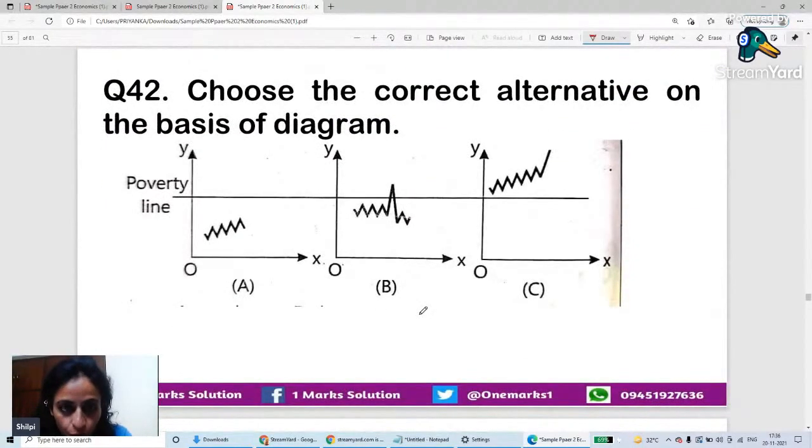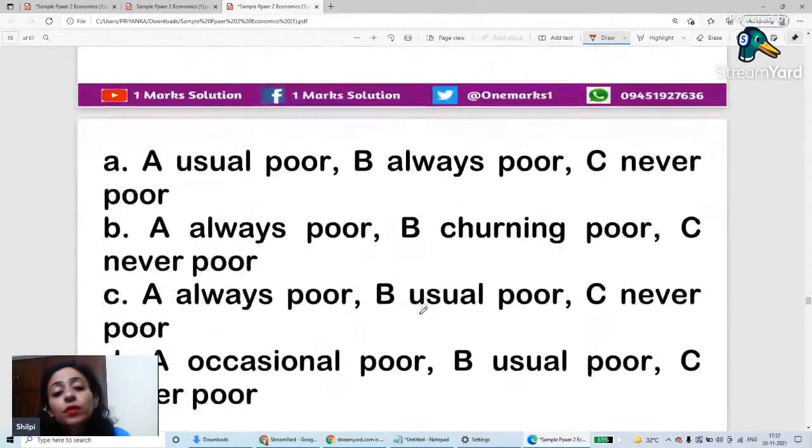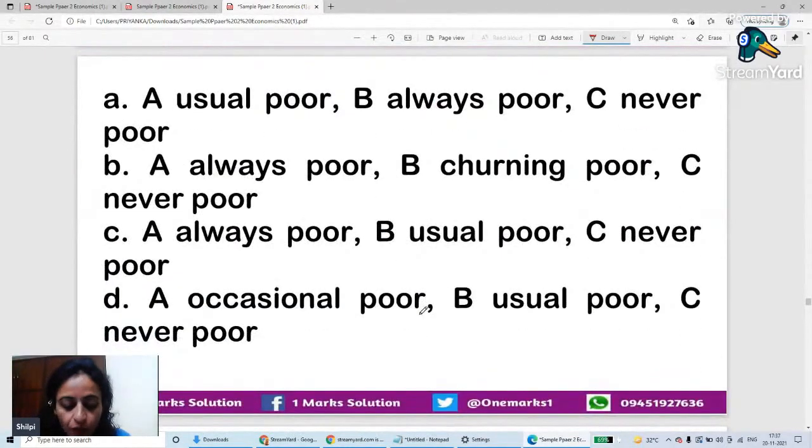Question number 42. Just observe this pattern. Poverty line is given to you. In figure A, no one is coming above the poverty line. In figure B, only once they crossed the poverty line, rest of the time they are under it. And in the third figure, all of them are just above the poverty line. They are not coming down. So let's see the options. A, usual poor. B, always poor. C, never poor. No, false.